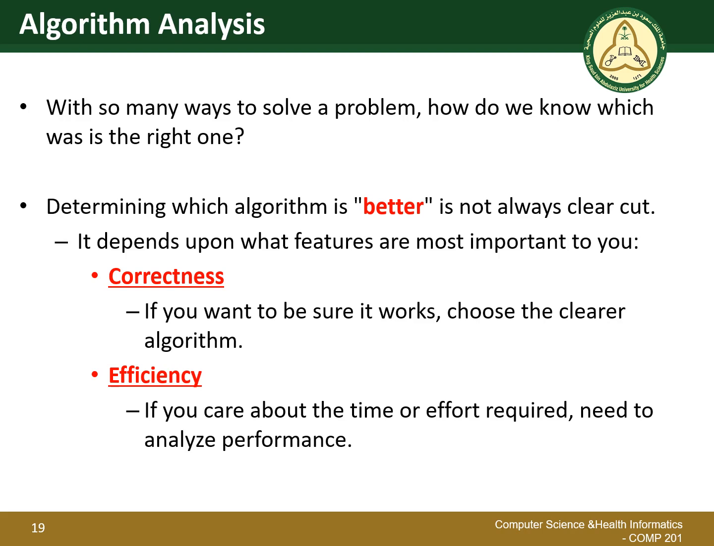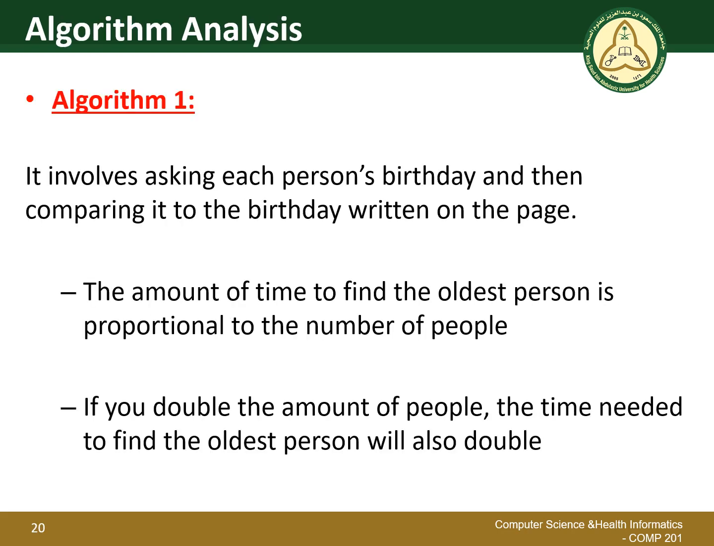For that we need to analyze the performance, calculate the complexity of the time, and calculate the complexity of the space. In our slides we are caring more about the time complexity. To analyze the time for algorithm 1, we saw how we do a comparison for each person. What does that mean? The amount of time to find the oldest person is proportional to the number of the people.